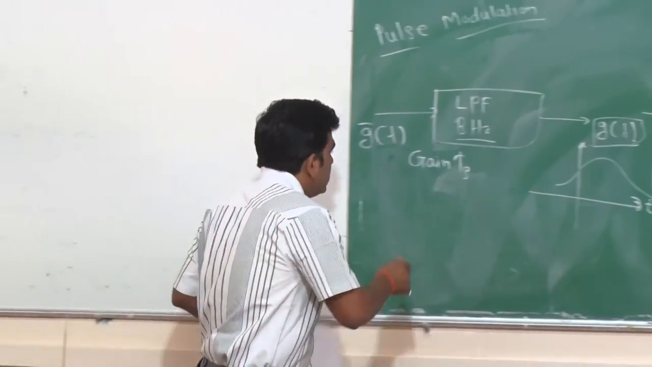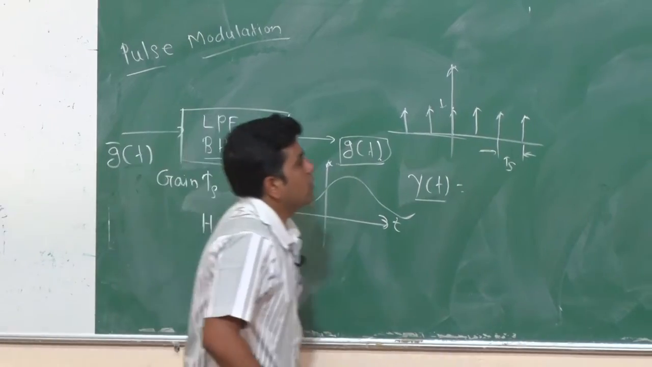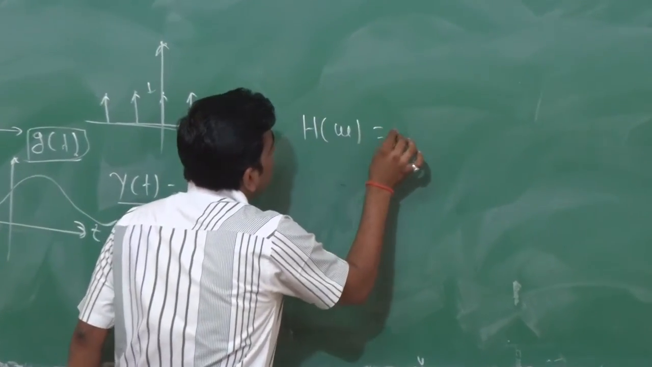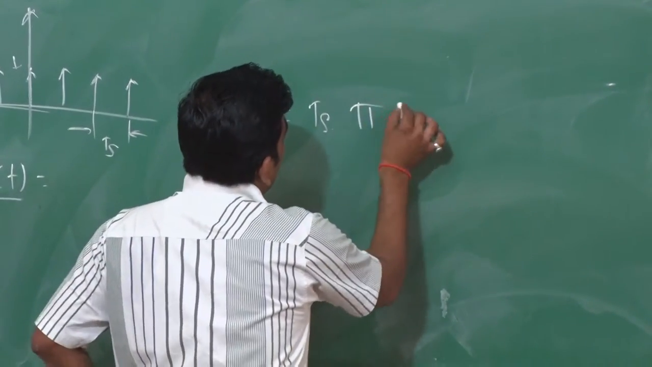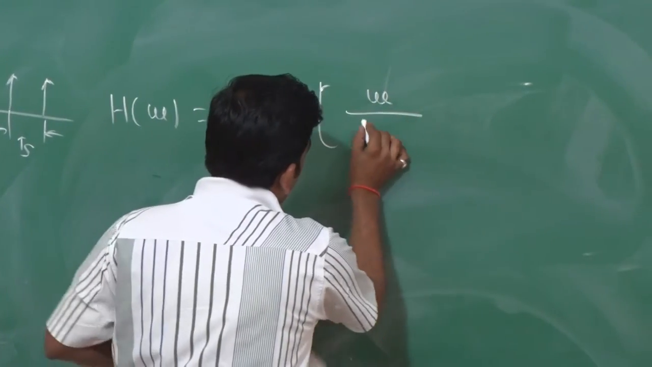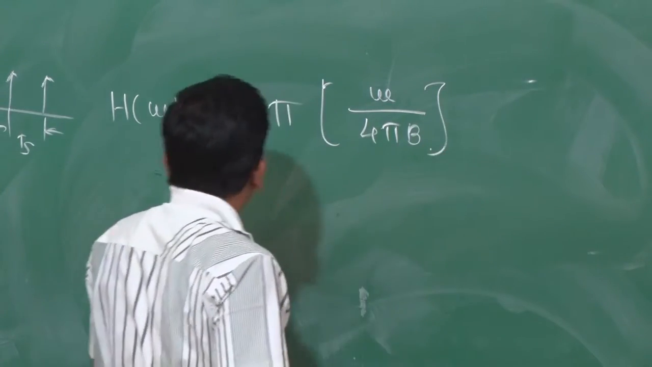So here is the transfer function for this filter, the ideal filter, with gain of Ts, with the function omega by 4 pi B.